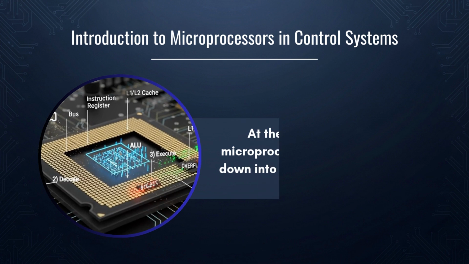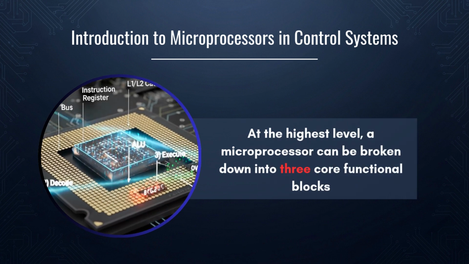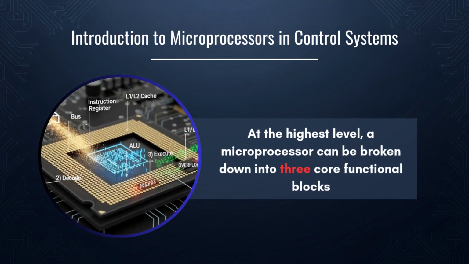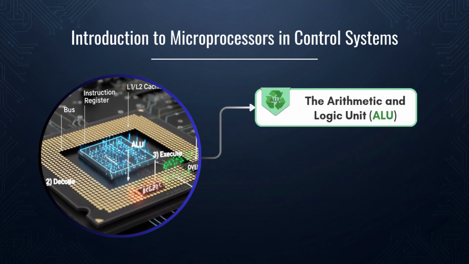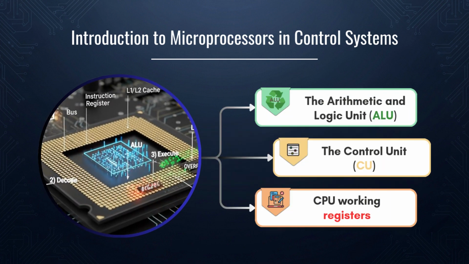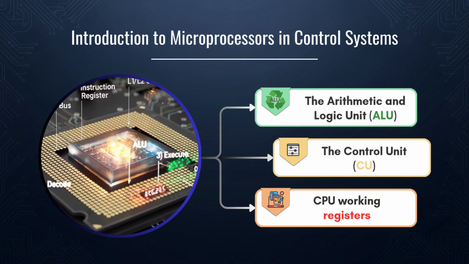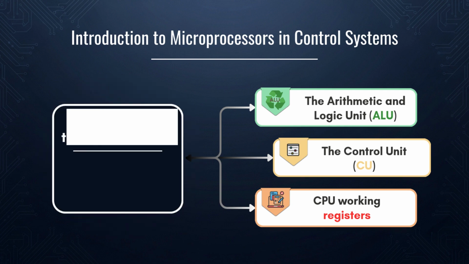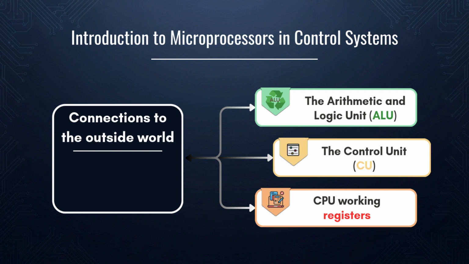At the highest level, a microprocessor can be broken down into three core functional blocks: the Arithmetic and Logic Unit, the Control Unit, and a set of registers that act as the CPU's working memory. Supporting these blocks are connections to the outside world: the data bus for transferring actual values, the address bus for identifying memory locations, and the control bus for signals like read, write, or interrupt acknowledge.